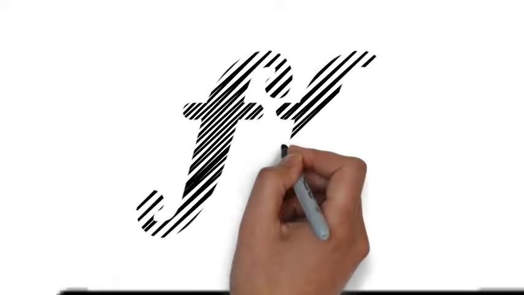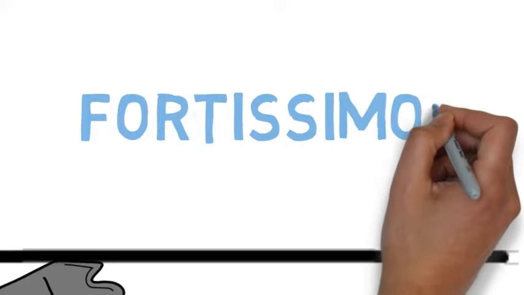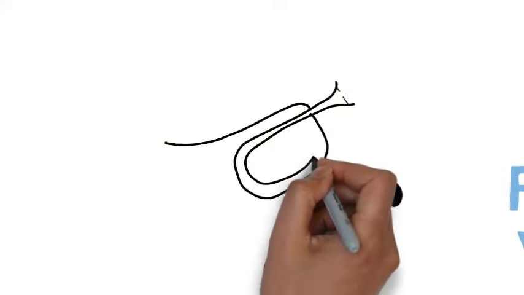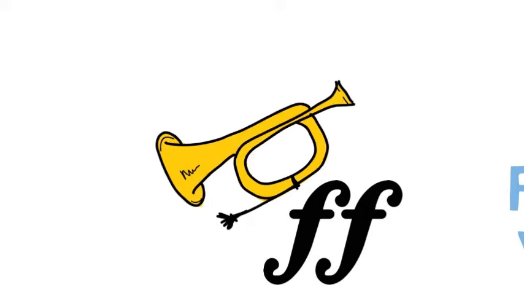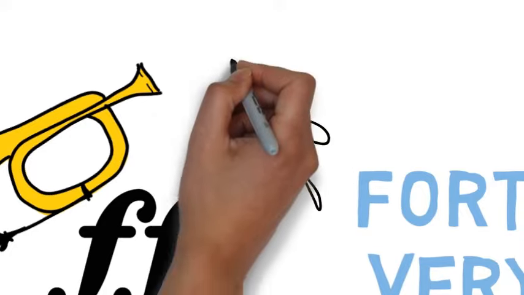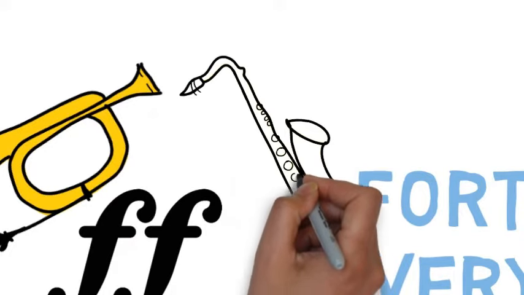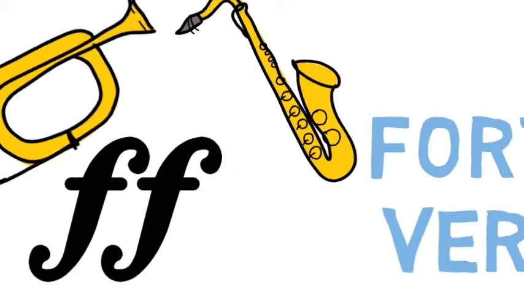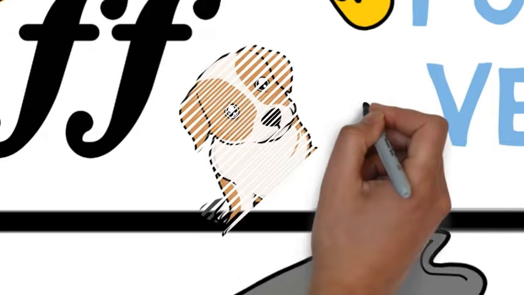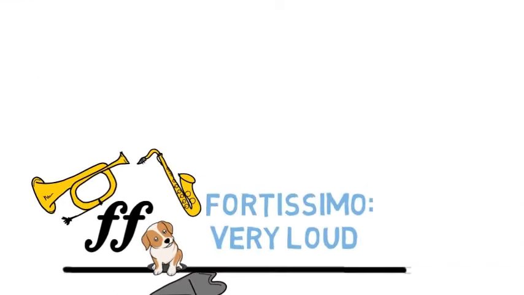Fortissimo is very, very loud, often emphasizing the climax of the music. When you see any of the symbols we just went through, you will need to change to the new dynamic and stay there until another dynamic change.